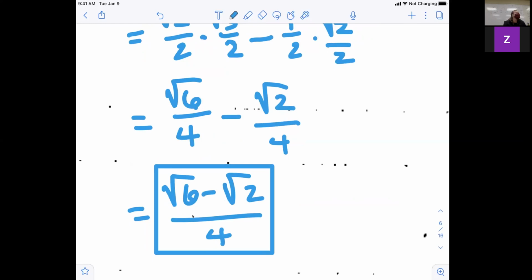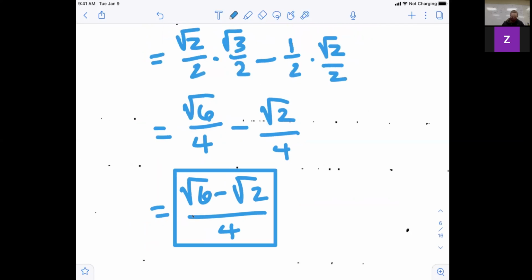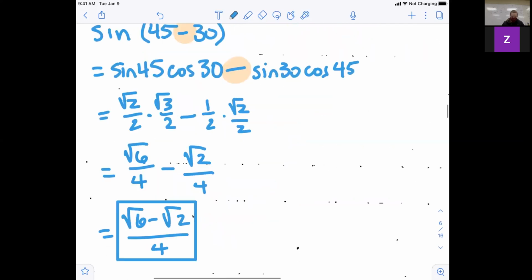Not too bad, right? We're going to do two more. We're going to do a cosine one, we're going to do a tangent one, and then we're going to move on. If you're feeling good, I want you to move on to the cosine one and see what you can do on your own. If not, I'm going to leave it here for a second, then I'm going to move over there.